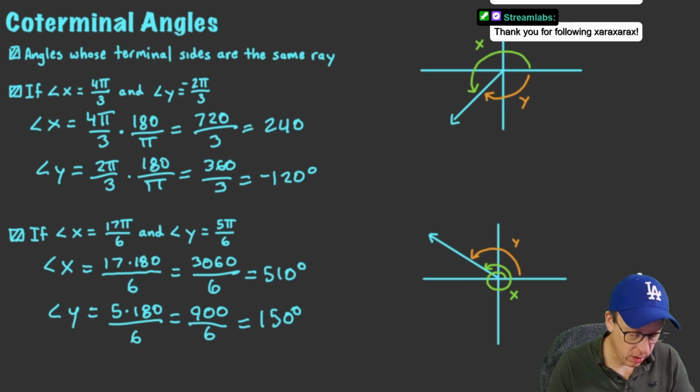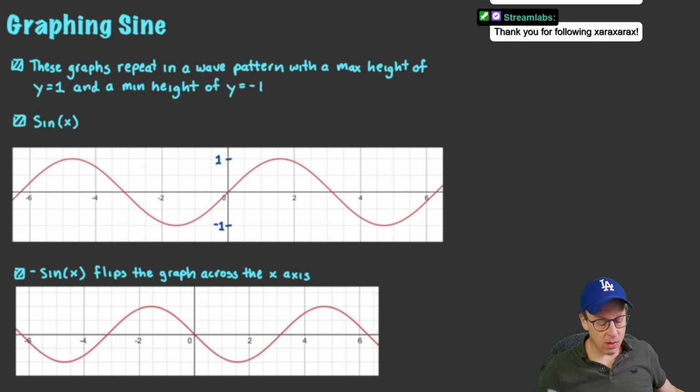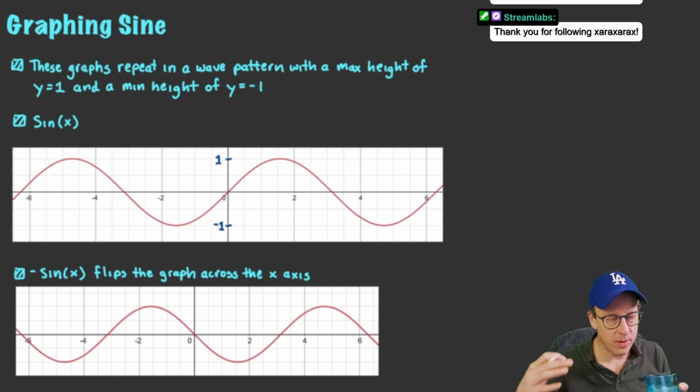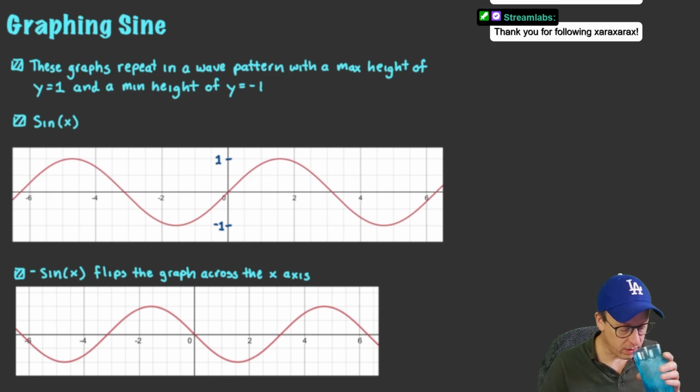All right. So that is coterminal angles. Now we're going to get into what the different functions look like whenever we graph them out, and exactly what happens to them whenever we take these trigonometry functions and either multiply or add them and all those other different things.